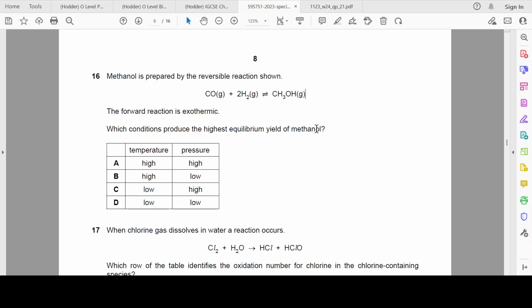So the product side has fewer molecules, and so high pressure will favor formation of more product. Low temperature will favor formation of more product. And so the best combination is low temperature, high pressure. That's C. Understand, Haran?